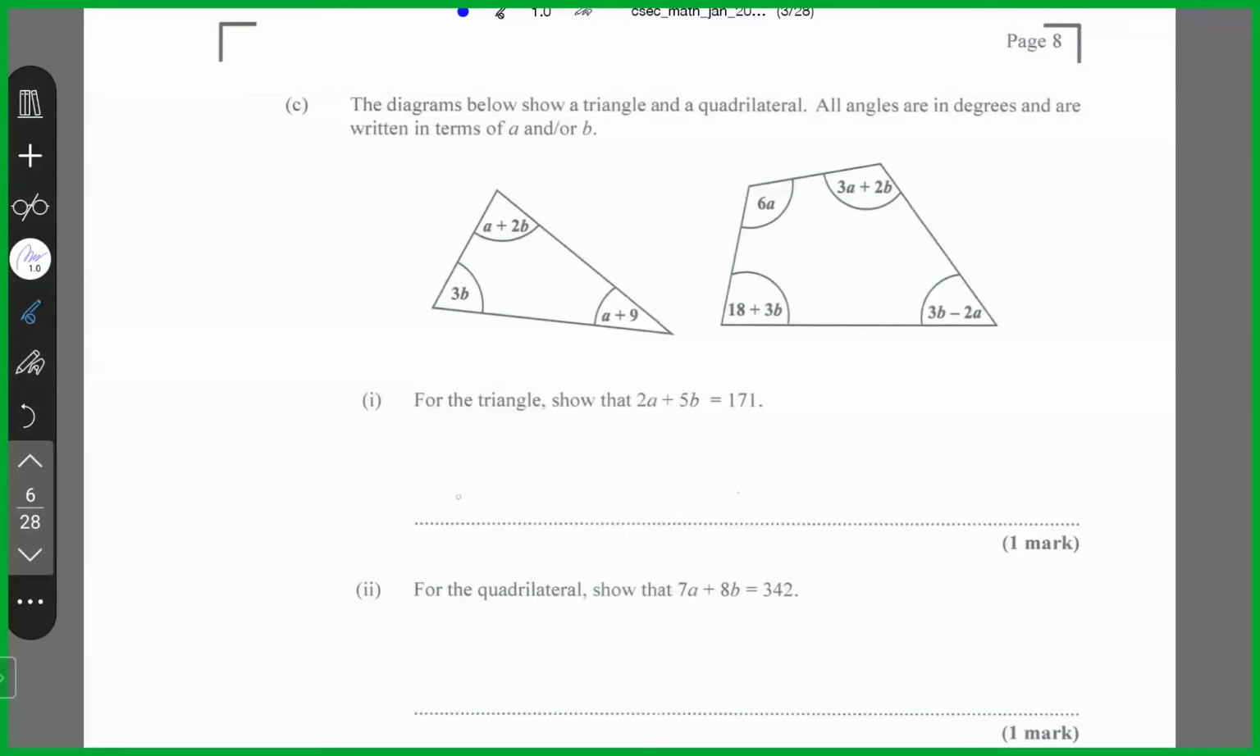Well, that's not difficult to do. The angles in a triangle must add up to 180 degrees. So 3B plus A plus 2B, which is the second angle, plus A plus 9 must be equal to 180 degrees. Let's add the like terms.